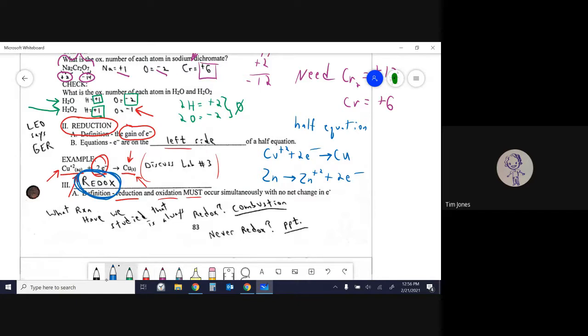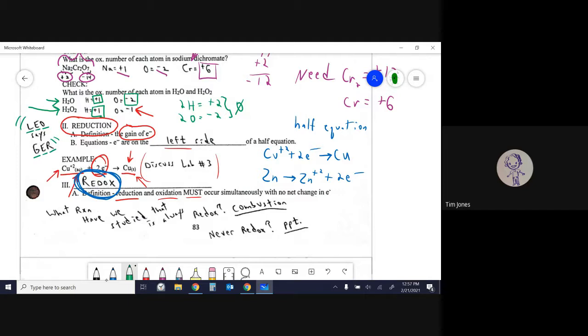Now, I mentioned a phrase that might have caught your attention up here. Leo says grr. That's just a corny way to remember who is gaining and who is losing. So Leo, lose electrons, oxidation. The lion says, grr, gain electrons, reduction. And to be honest, I still say it in my head when I'm doing these problems to help me get it straight. Or I think about why the term reduction is called reduction, but that takes too long. Leo, the lion says grr is more fun.